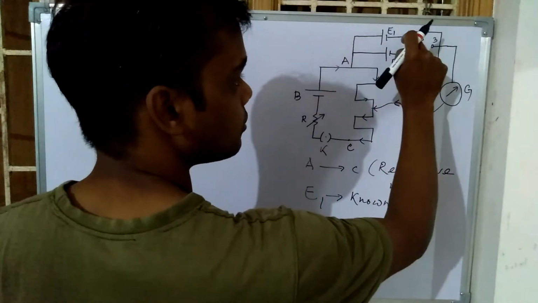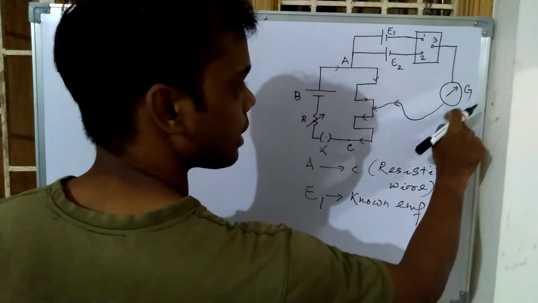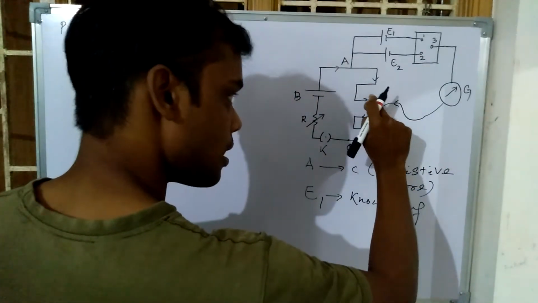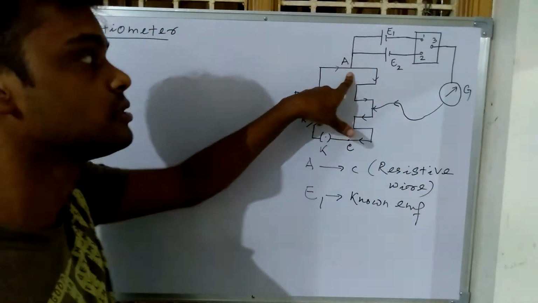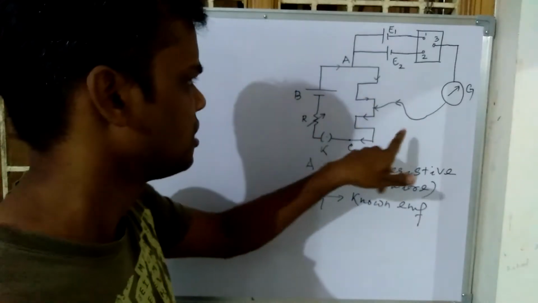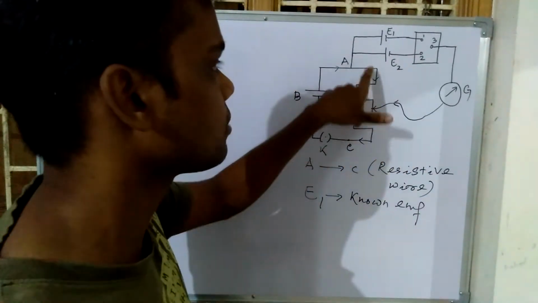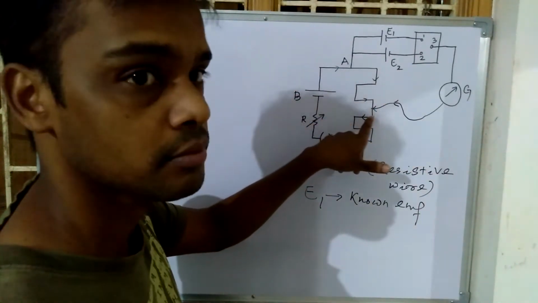From A through E1, through 1, 3, then the galvanometer to this point, and in this path if you go, we are again at point A. That means this is also a loop. Here current cannot go in this path, but still current is flowing in this path.